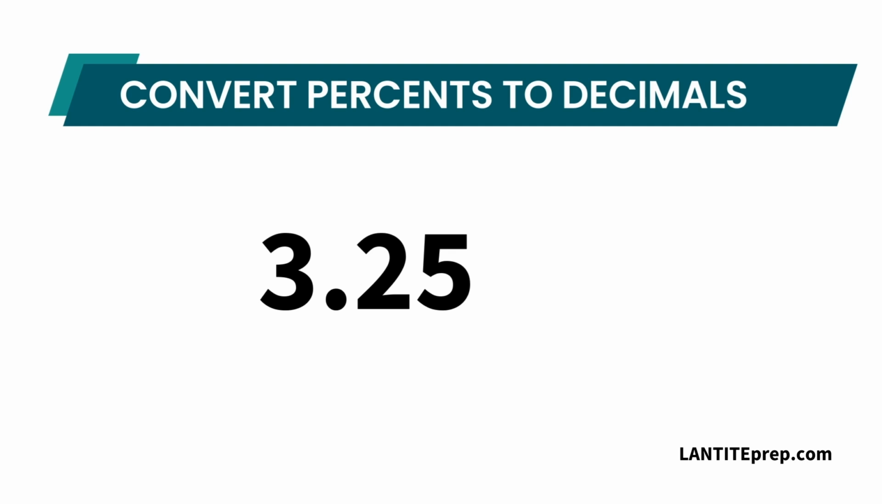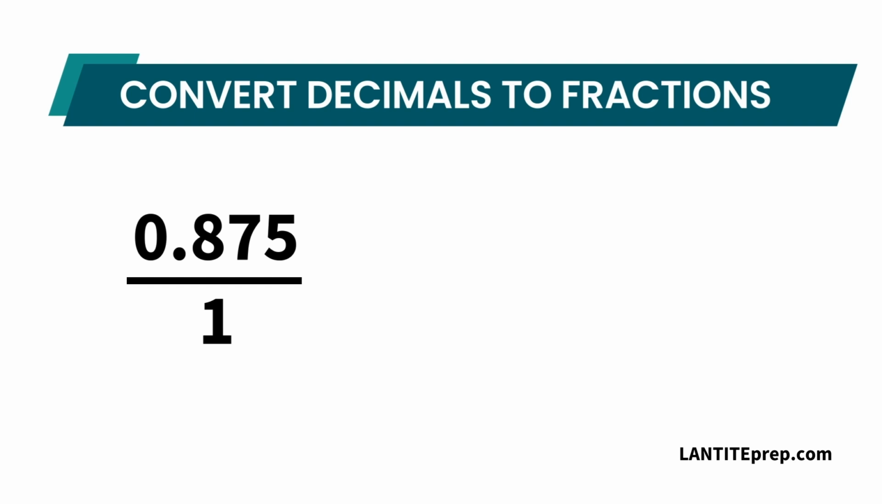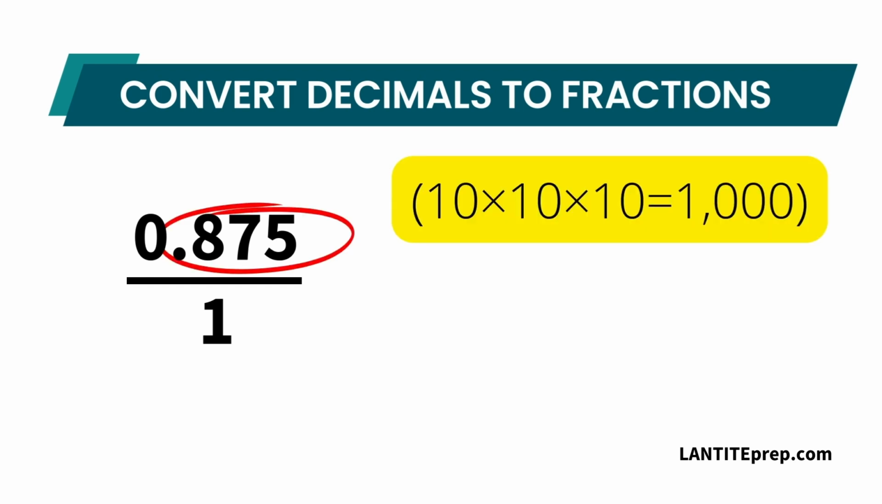Excellent work. Next up, you'll learn how to convert decimals to fractions, such as this, 0.875 as a decimal, which is also equal to the fraction 7/8. But how can we do this conversion? Let me show you now. First, write down 0.875 divided by 1. Then, we're going to multiply both the top and bottom numbers by 1000 because there are 3 digits after the decimal point.